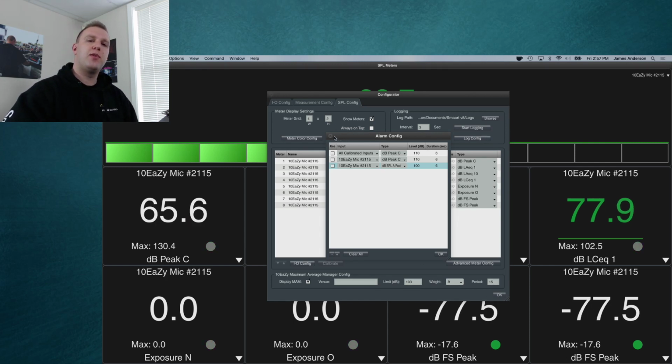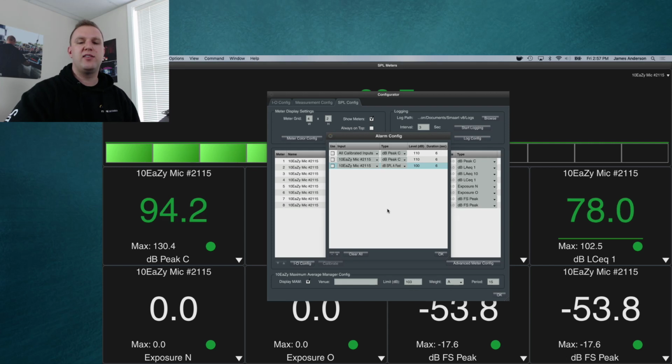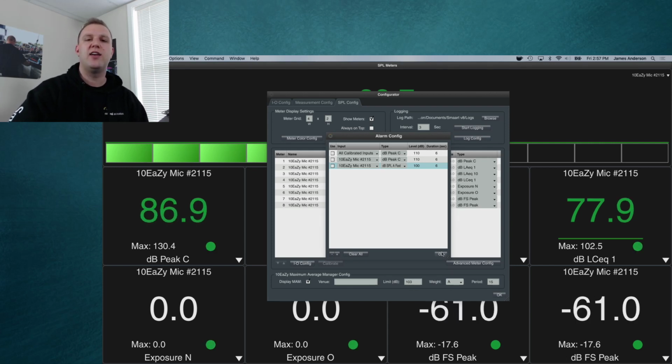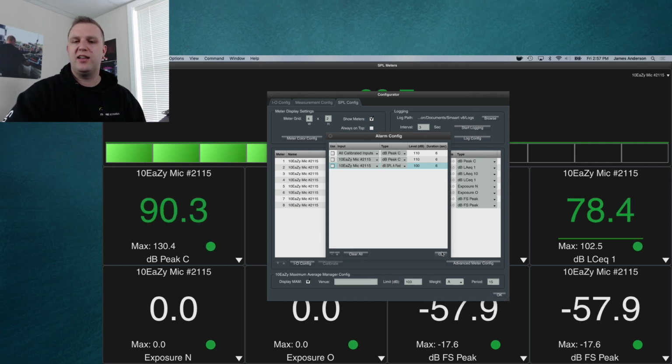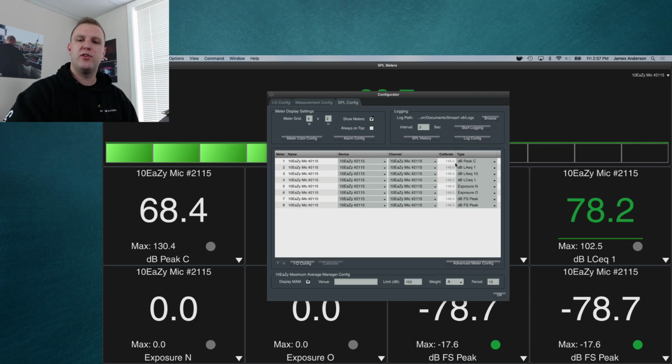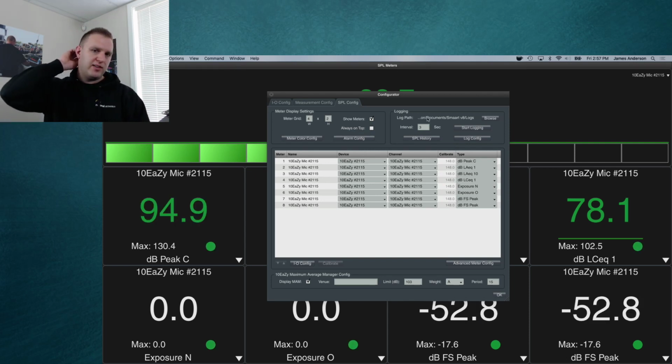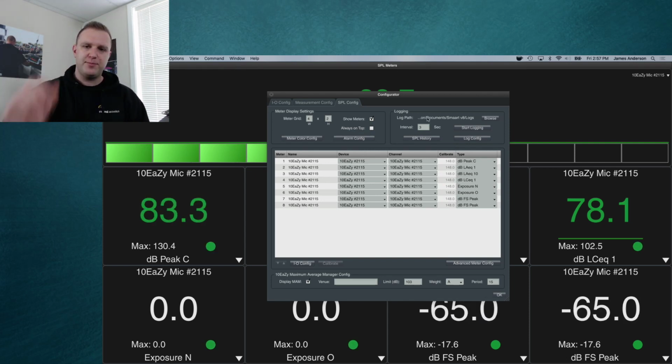And now let's segue into logging from here, because if you're logging SPL and you hit an alarm, that alarm is going to be written to that log file. The meter grid, that's just a display function. That's not going to be written to the log file, but if you trigger an alarm, that will be written to the log file. So let's configure Smaart for logging.